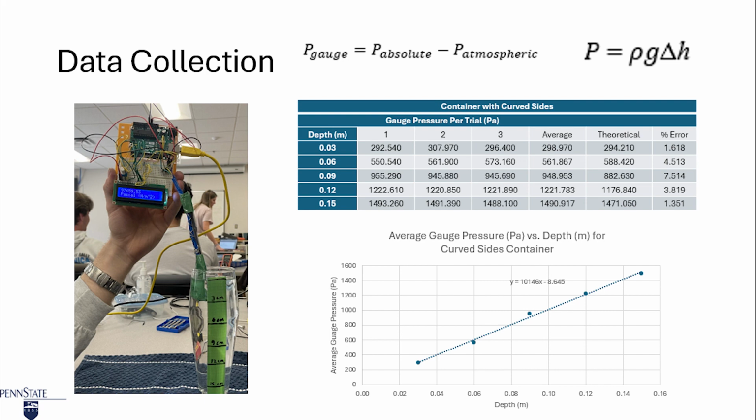Before each trial, the atmospheric pressure was recorded in order to calculate gauge pressure. The following equation was utilized to calculate gauge pressure. P gauge equals P absolute minus P atmospheric.